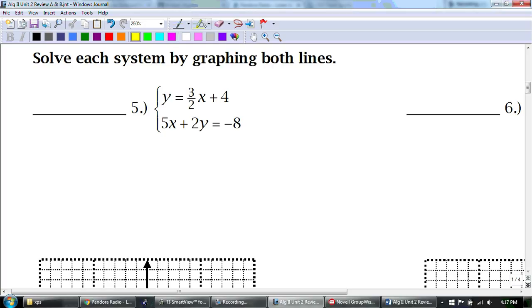Okay, solve each system by graphing. Now, don't come down here and try to be like, oh, it's substitution, so I'm going to go 3 over 2x plus 4 equals negative 8. And yeah, you're going to get the right answer, but that's not how we want you to solve it. Solve it by graphing. Okay, so my first line, I know that my slope is 3 over 2, and my y-intercept is 0, 4.